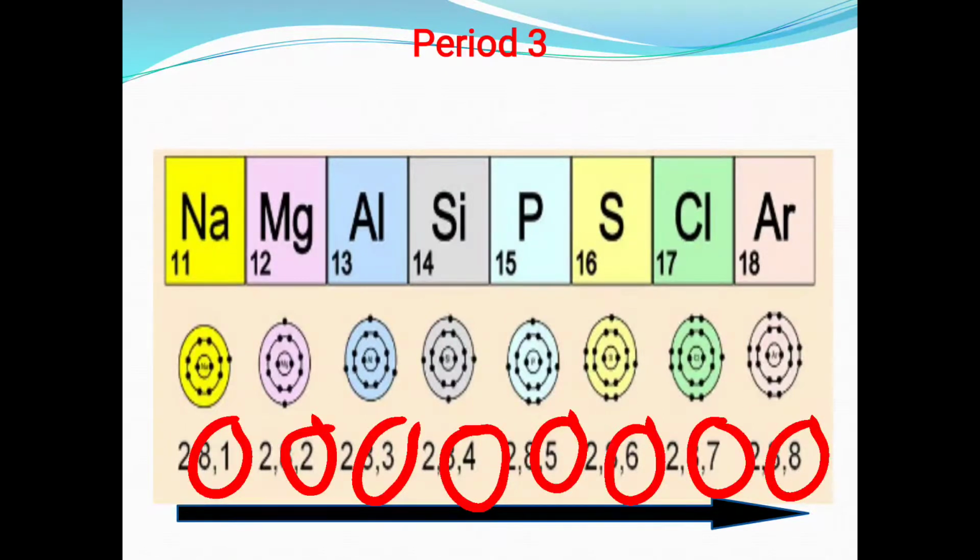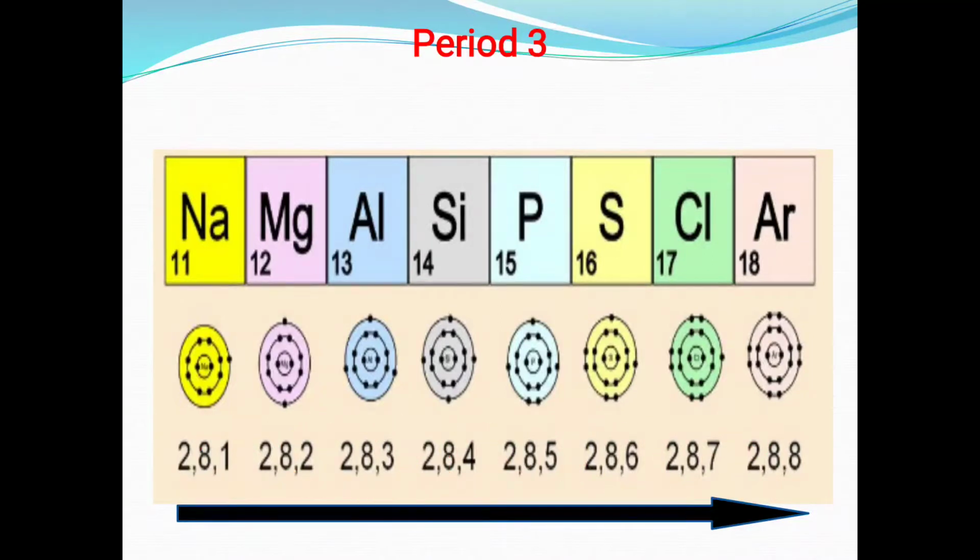So what is the common point here? If you observe the number of shells, sodium has 3 shells, magnesium also has 3 shells, aluminum, silicon, phosphorus, sulfur, chlorine and argon, all of them have the same number of shells. So this is the common point between the elements in the period.